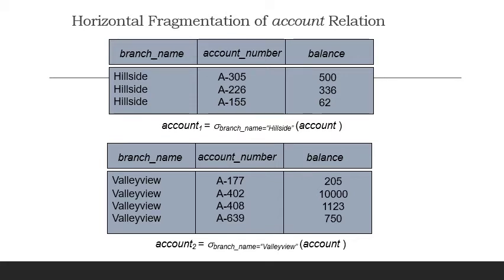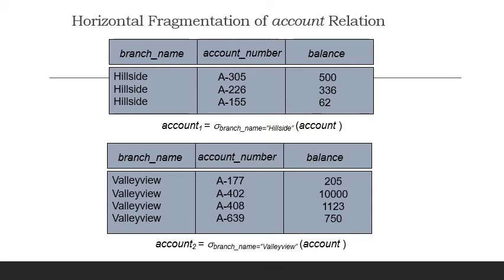If the banking system has only two branches, say Hillside and Valley View, then there are two different fragments. Say account 1, which is a selection from account where branch name is equal to Hillside, and account 2, which is a selection from account where branch name is equal to Valley View. Horizontal fragmentation is usually used to keep tuples at the sites where they are used the most to minimize data transfer.